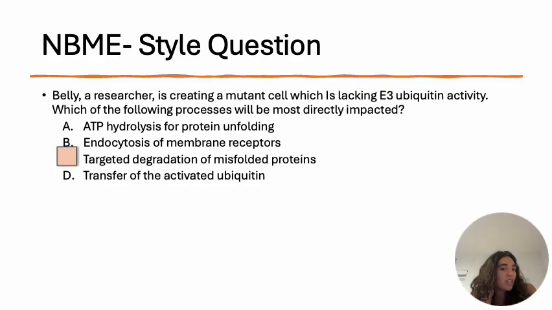If you chose C, you are correct. Because remember, E3 is the one that selects for specific proteins. And without E3, proteasomes cannot degrade specific misfolded proteins.